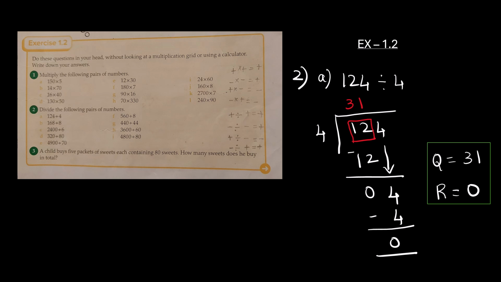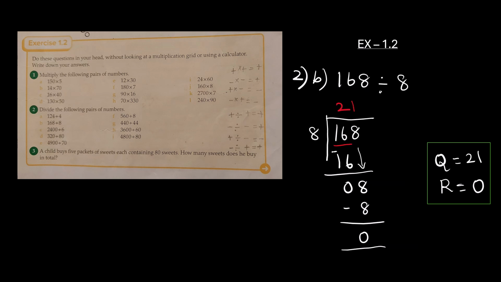How many 4s make 12? That is 3. 4 times 3 is 12. Now 12 minus 12 is 0. Now what is our next number? It's 4. We have to bring down the 4. Now how many 4s make 4? It's 1. So 4 times 1 equals 4. So 4 minus 4 is 0. So now our quotient is 31. Remainder is 0.